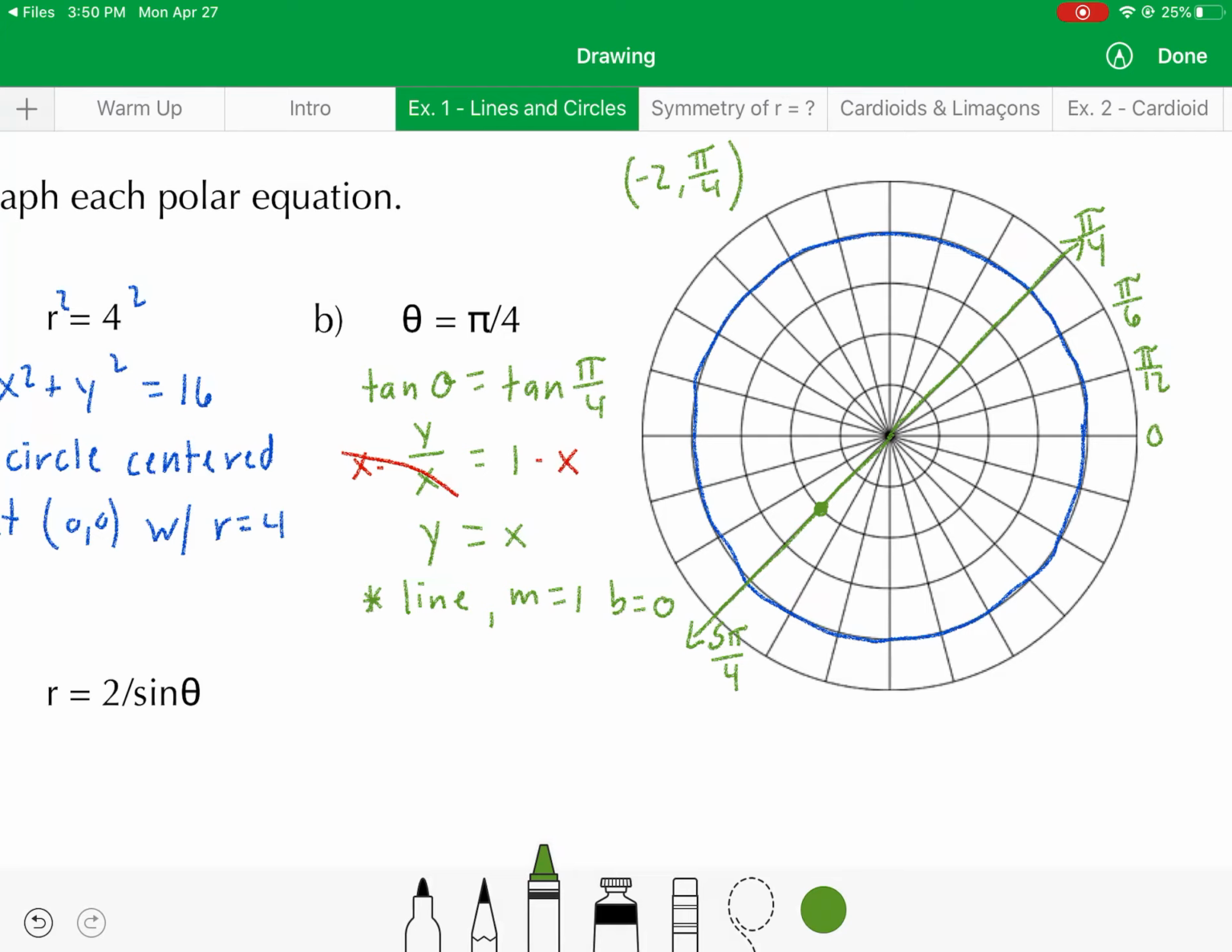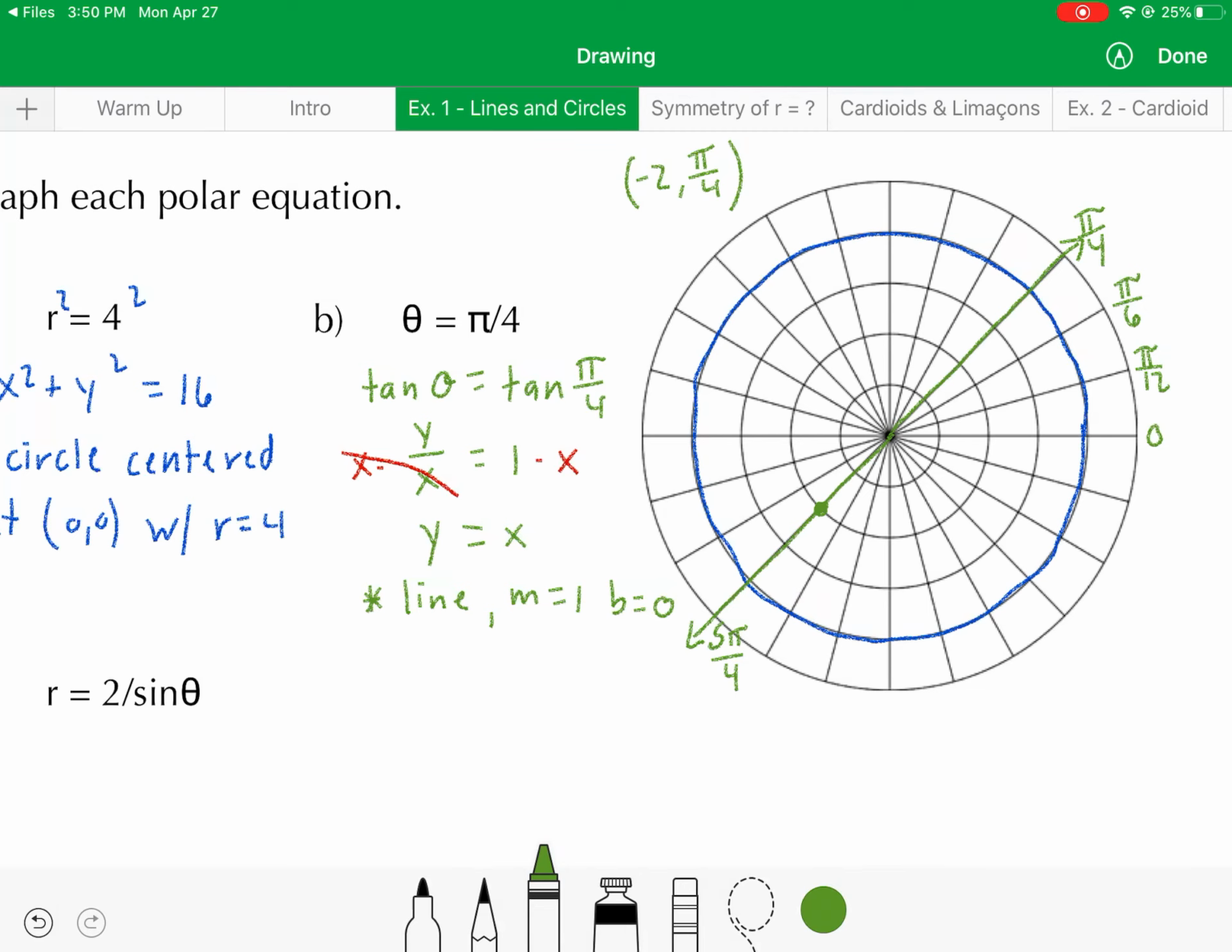Okay, so I'm probably making that into a big deal, but just understand whenever you have theta equals an angle measure, it's going to represent a line extending in both directions.